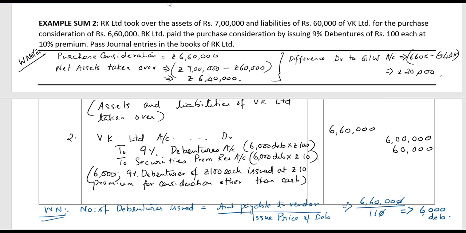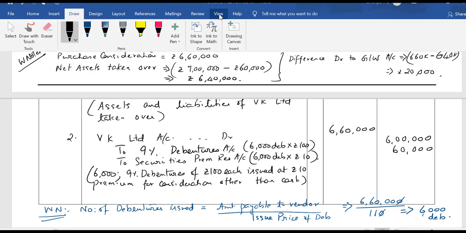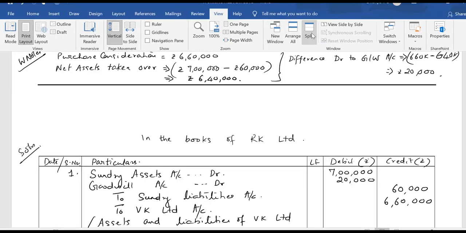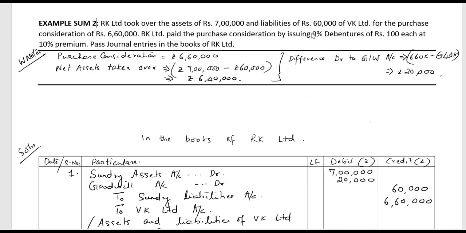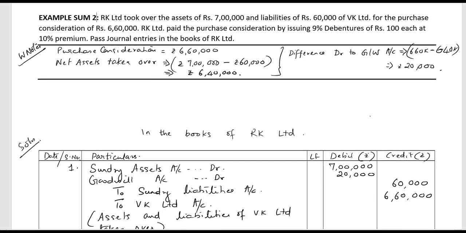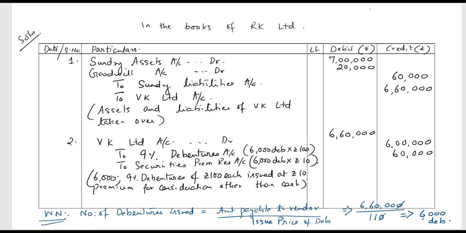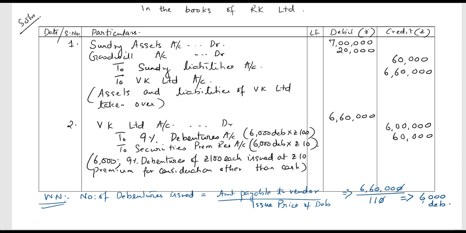The entries are done. I will remove the split. We can view the answer. So that's the sum on the top, followed by the notes for the calculation of the amount of goodwill. And these are the journal entries, followed by the working notes for calculation of number of debentures issued.